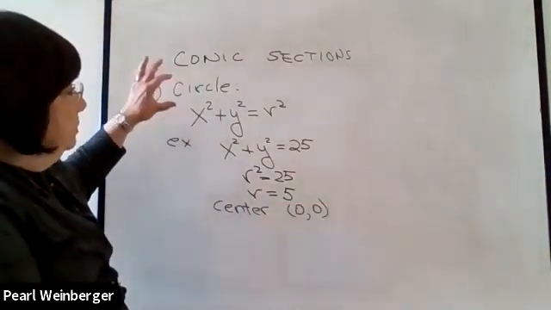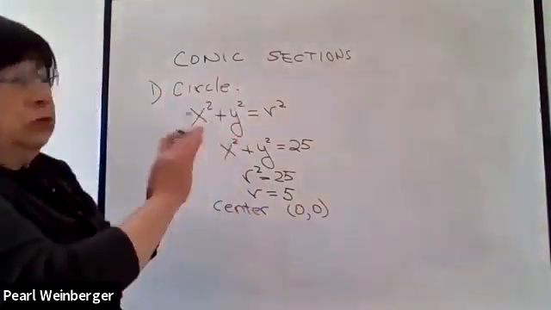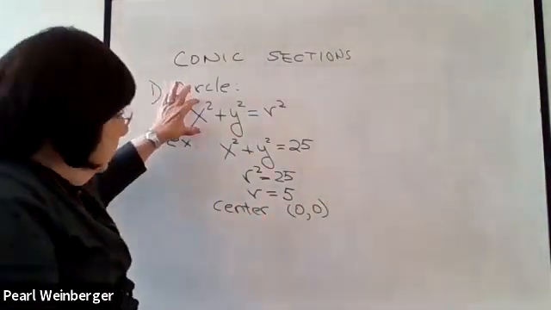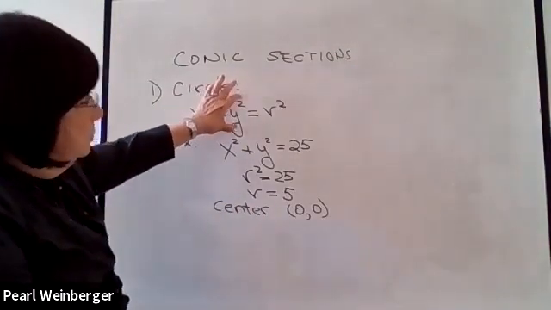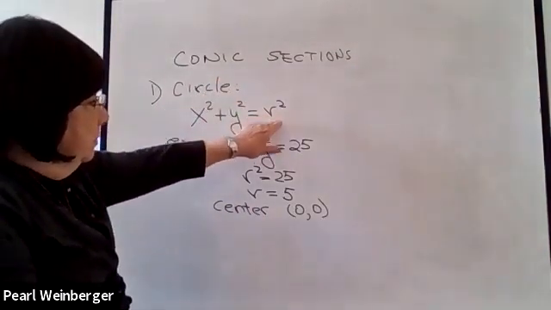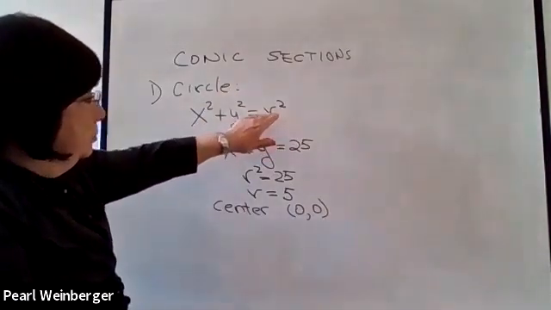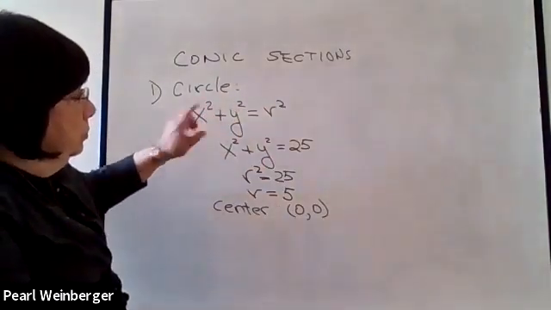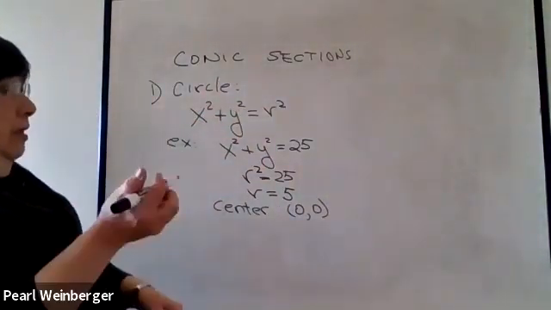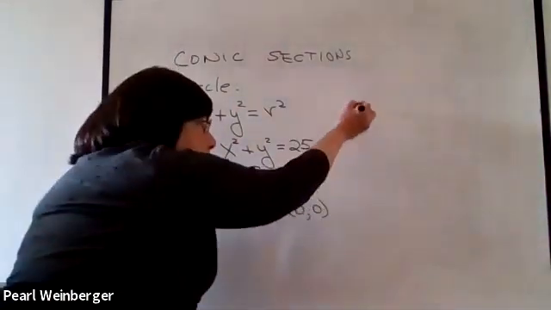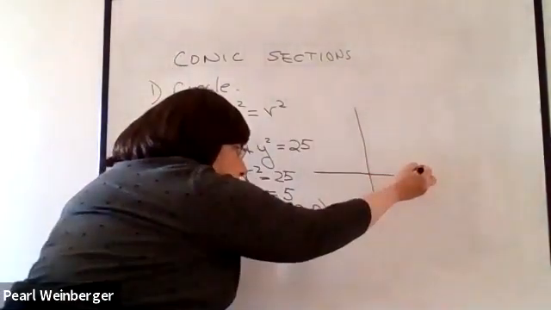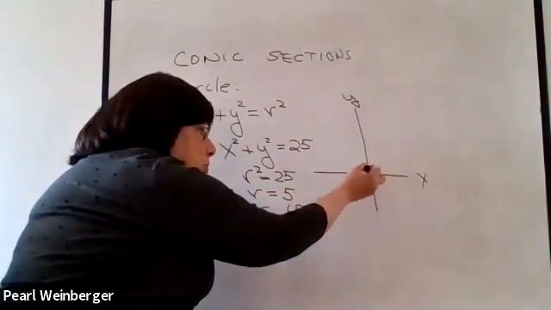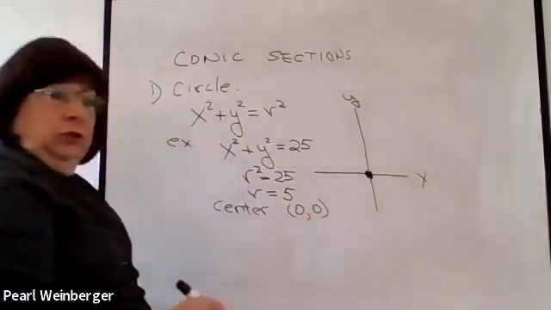So whenever you have x squared plus y squared, no other x terms, no other y terms, just one plain x squared and one plain y squared equaling a number, the square root of the number on the other side will give you the radius. And the center of that circle will be the origin. If I wanted to graph this, here's what it would look like. Here's my piece of graph paper. The center of my circle is the origin.